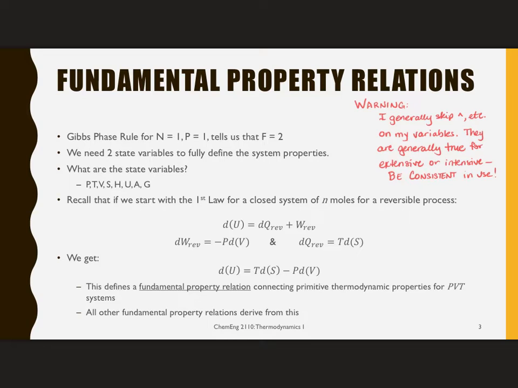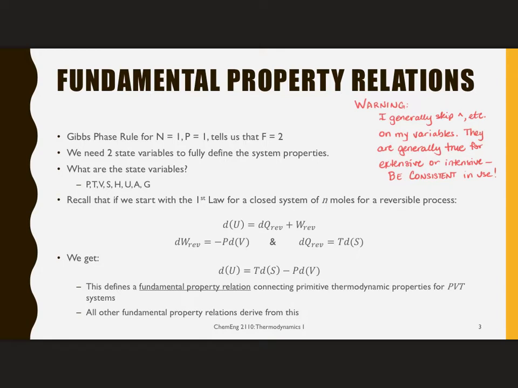Now let's return to some of those facts that we learned way early in this course. So first of all, Gibbs phase rule. If you recall, Gibbs phase rule tells us that for a certain number of compounds and number of phases, how many degrees of freedom, or how many variables I would need to specify in order to fully define a system. If I have a single compound, so a pure substance, in a single phase, then the degrees of freedom will be 2, which means I need 2 state variables to fully define the system properties.